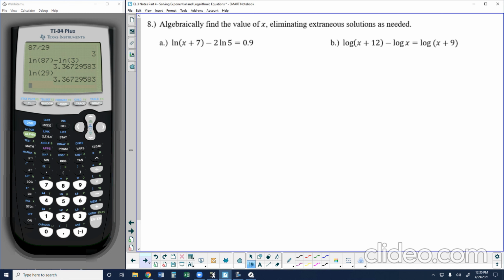Now let's look at some different scenarios where we have to solve for a variable, and we have to incorporate a variety of different methods that we have chosen. So if I take a look at problem 8, we want to make sure that we eliminate extraneous solutions in our process. So in 8a, I notice that I'm dealing with natural log here. So I see that I have two natural logarithms, but I have a third term that is not a natural logarithm.